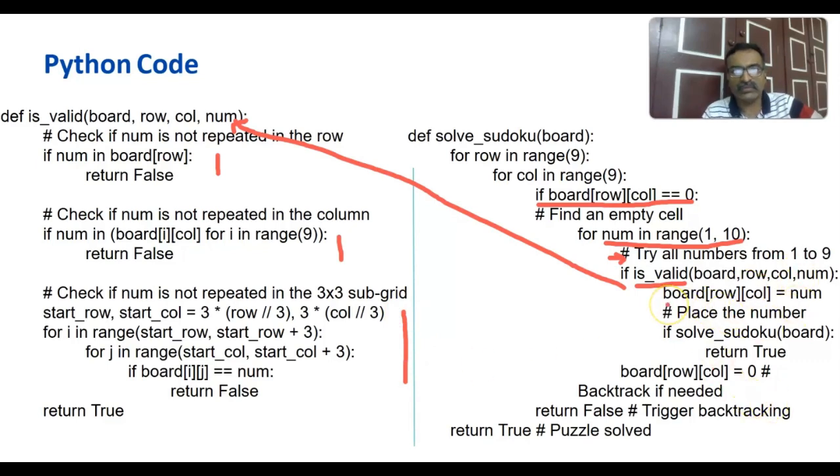Now, if it is validated, we will place it. Otherwise, we will backtrack. We'll again go back and take the next number and place it. So this is how this Sudoku solver program Python code is done. So please go through this code and understand it.